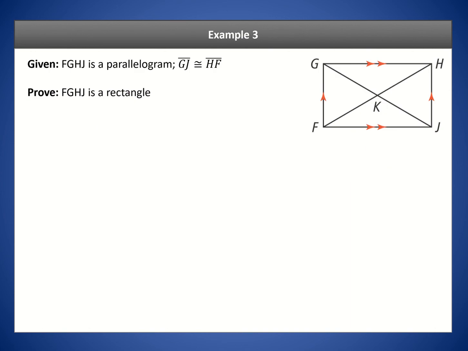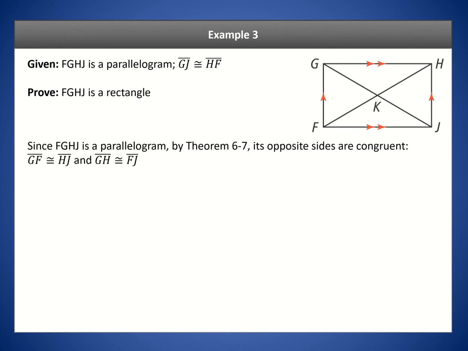So let's go ahead and prove this. Looking at this diagram, we know that it's a parallelogram, so we know that these sides are parallel, but what we're trying to prove is that it's a rectangle. So we do know that GJ is congruent to HF, because that's what we're given. We're trying to prove the converse of the theorem that we just stated earlier. Okay, so using this information, we know it's a parallelogram. So that means the opposite sides are parallel, but they're also congruent by theorem 6.7, which was in one of the previous lessons. So that means that these have to be congruent and these have to be congruent.